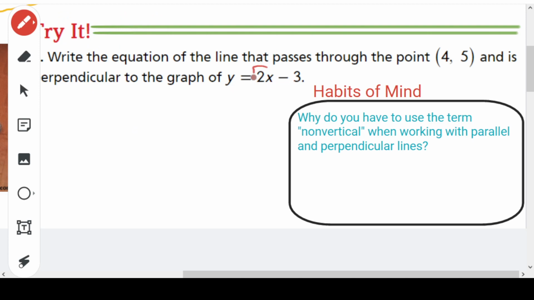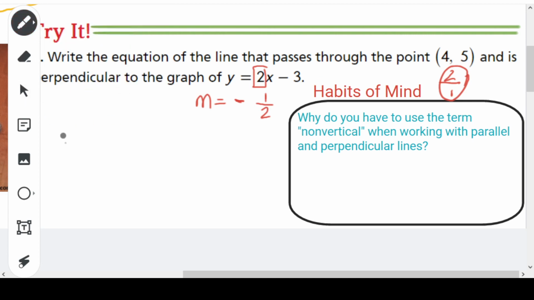Okay. So the slope of that graph is 2. So my new slope needs to be the opposite, so have the opposite sign. So this 2 is positive, so I'm going to have a negative slope. And then I need the reciprocal. Now remember, 2, a whole number, can be written as 2 over 1. So when I go to find my reciprocal, you need to do it for the fraction form of 2, which is 2 over 1, which is 1/2.